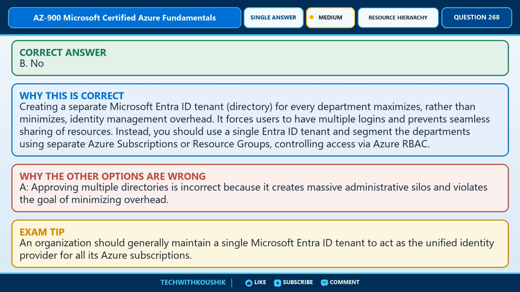The remaining options can be eliminated because A. Approving multiple directories is incorrect because it creates massive administrative silos and violates the goal of minimizing overhead. Keep this point in mind for the exam. An organization should generally maintain a single Microsoft Entra ID tenant to act as the unified identity provider for all its Azure subscriptions.